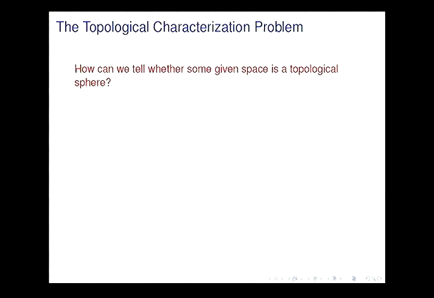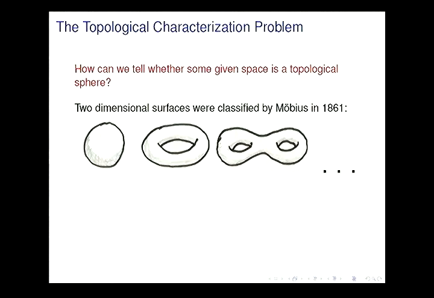Well, now let me get back to the mathematical problem. How can you recognize whether some given, say, subset of Euclidean space is topologically a sphere? Well, the two-dimensional case was solved 150 years ago, which is why I changed the title.